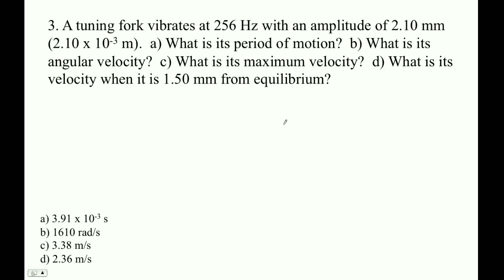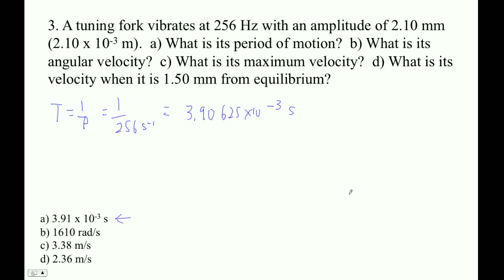A tuning fork vibrates at 256 hertz with an amplitude of 2.1 millimeters. What is its period of motion? Well, the period is going to be 1 over frequency, right? So it's 1 over 256, and this is seconds to the minus 1. So 1 divided by 256, and I get 3.90625 times 10 to the minus third seconds. So there's that answer.